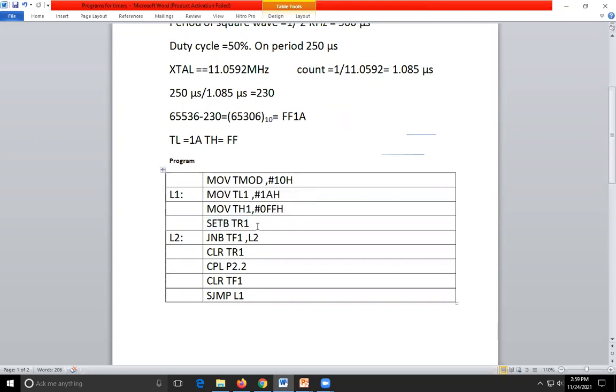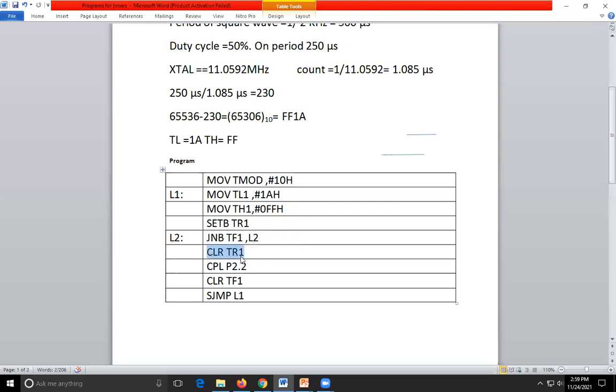When the timer starts, it starts counting from 0, 0, up to the value FFH. Until the value reaches FFH, the counting will continue. In JNB TF1, up to this point TF1 is 0. When you reach this value, TF1 becomes 1, then your timer will be stopped. Means it will go to the next line.